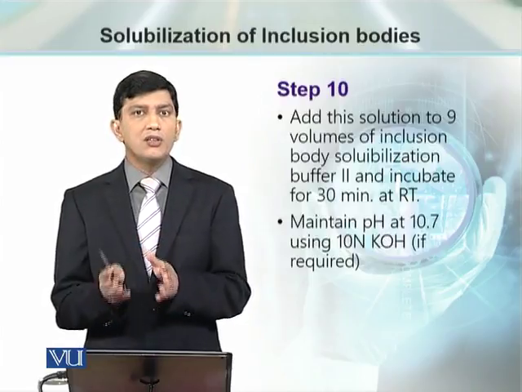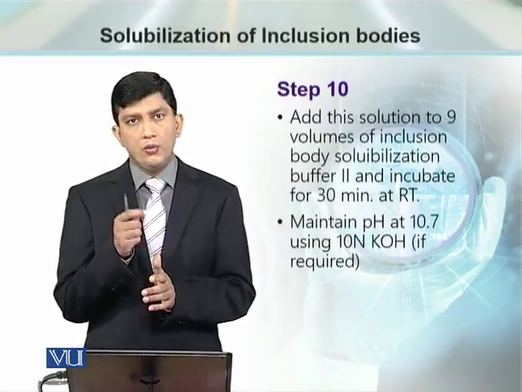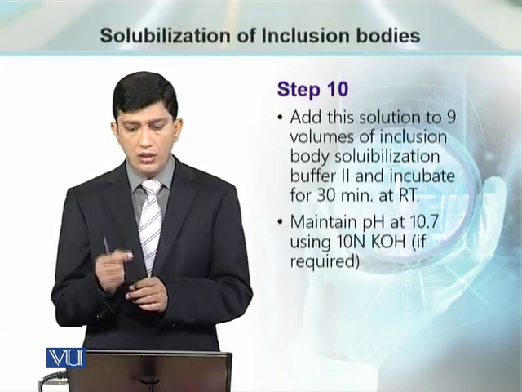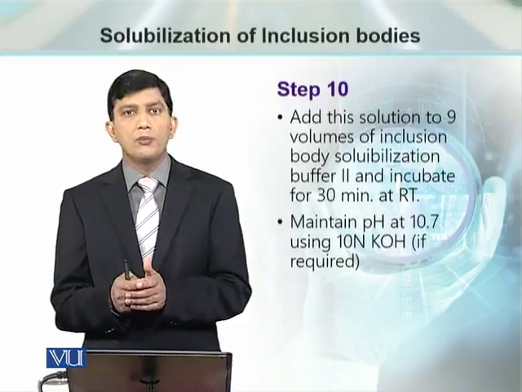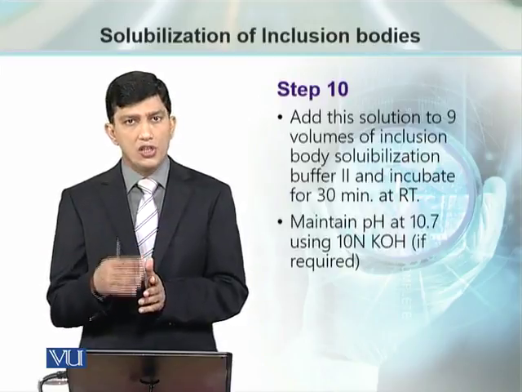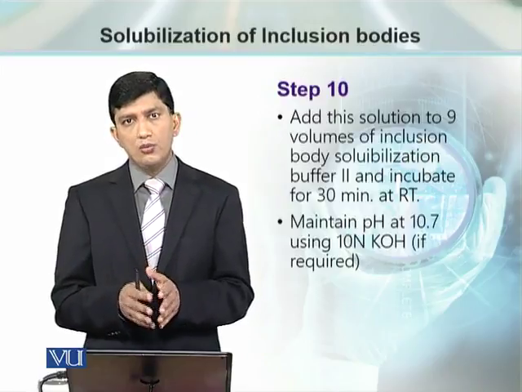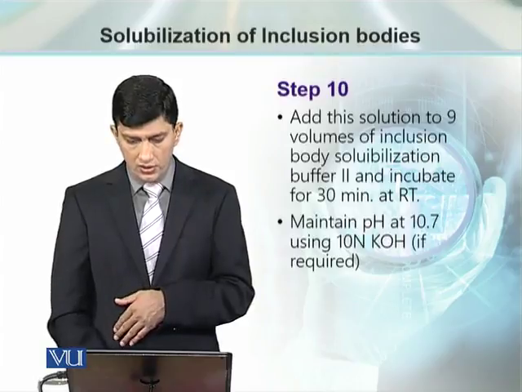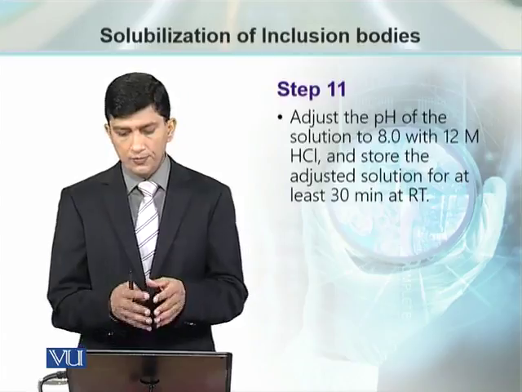अब इस 30 minutes के time period में we have to monitor the pH. We have to maintain the pH of this solution around 10.7. Sometimes it happens that the pH is going to be changed, so we can use potassium hydroxide to maintain this pH around 10.7. If required, we can use potassium hydroxide.